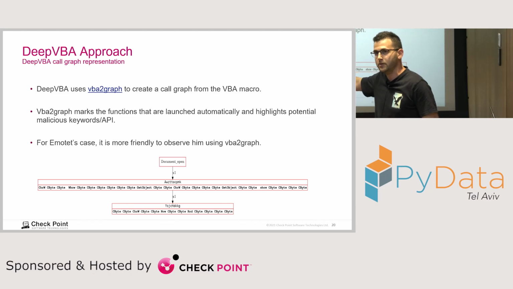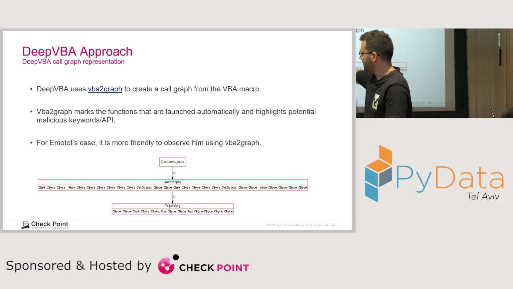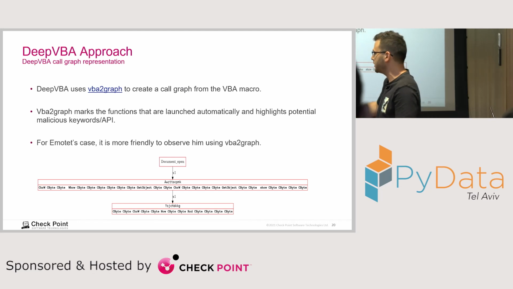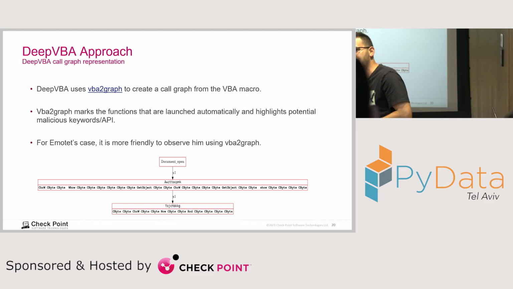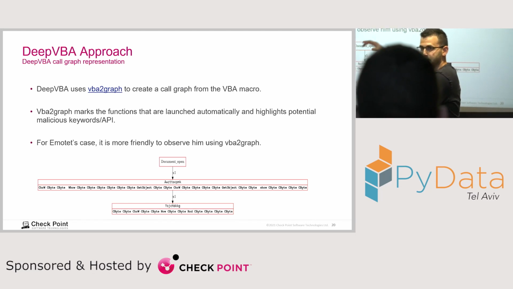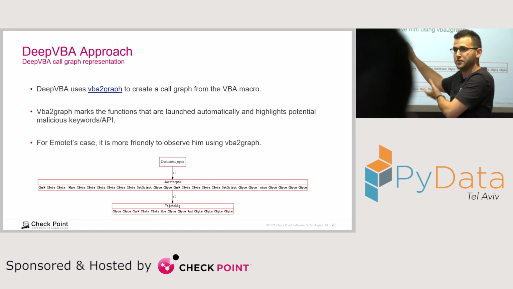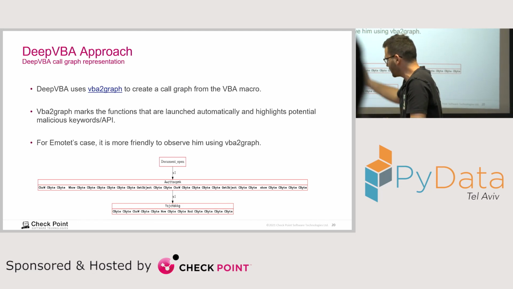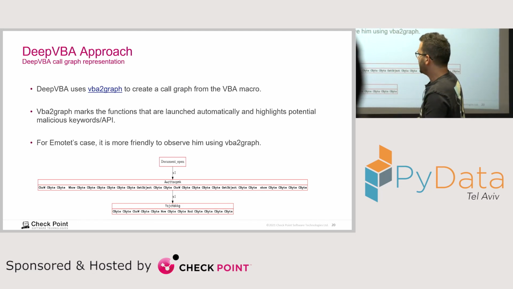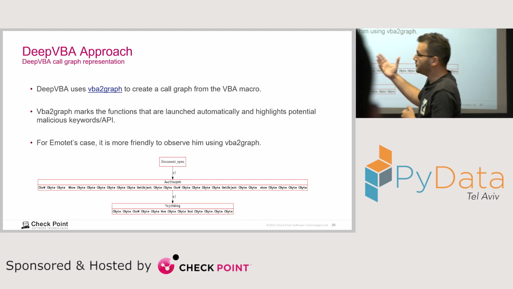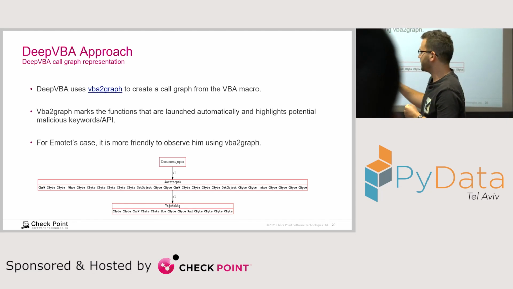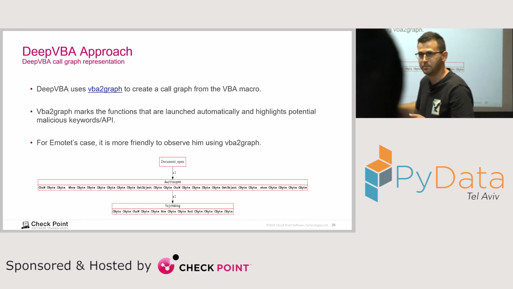This is the Emotet example after I ran VBA2Graph on it, and you can see it's a lot easier to look at like this. You can see the document open, the initial entry point, all these red frames. It's kind of hard to see from the presentation, but that means that this is a connected graph, and there could be other disconnected graphs. But in this case, there are only three functions, and all of this graph is auto-executable. VBA2Graph also marks some suspicious keywords and API calls.